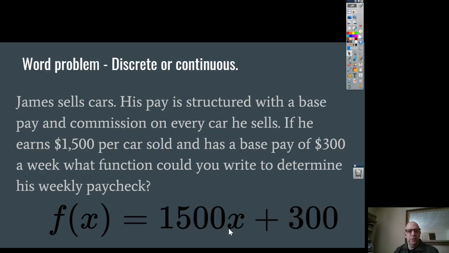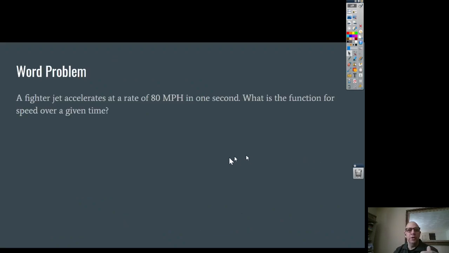Is that discrete or continuous? Well, does it make sense? Can he sell a half a car? No, he can't sell half a car. So that is a discrete function. And notice we use the f of x instead of y. This is a function, not necessarily an equation, but most of the time there's no real difference, right?